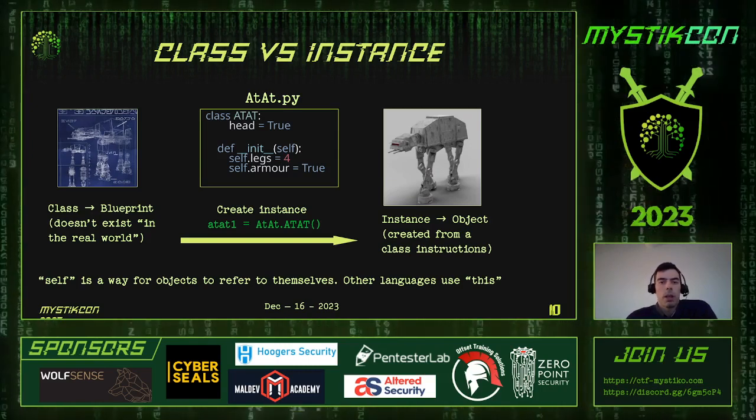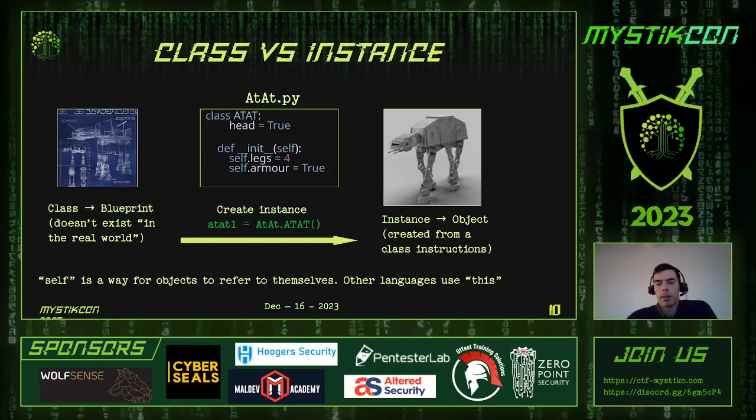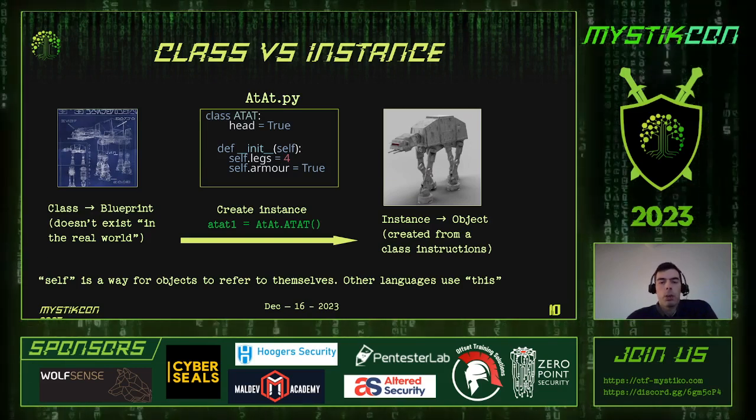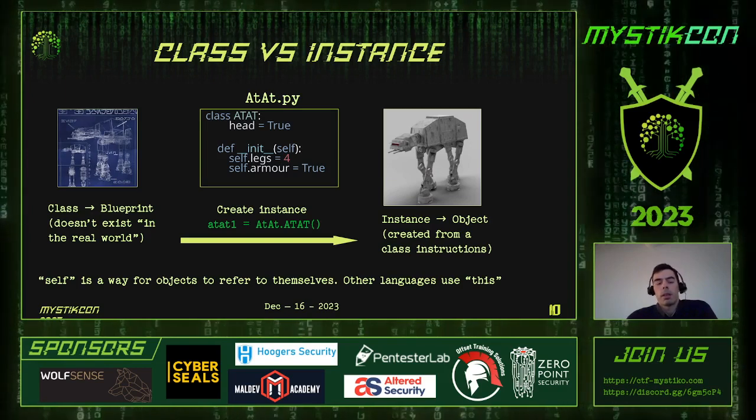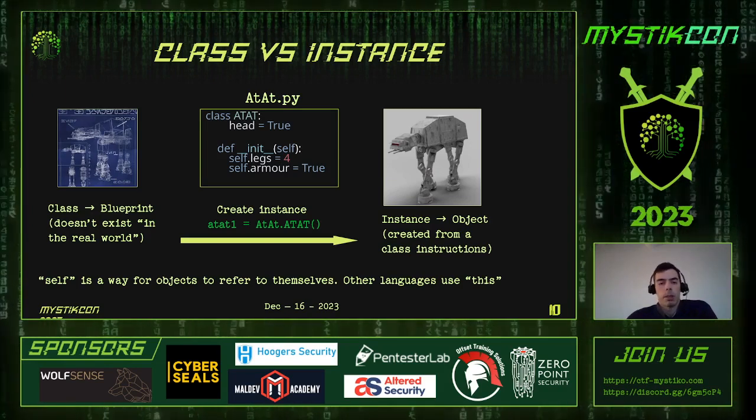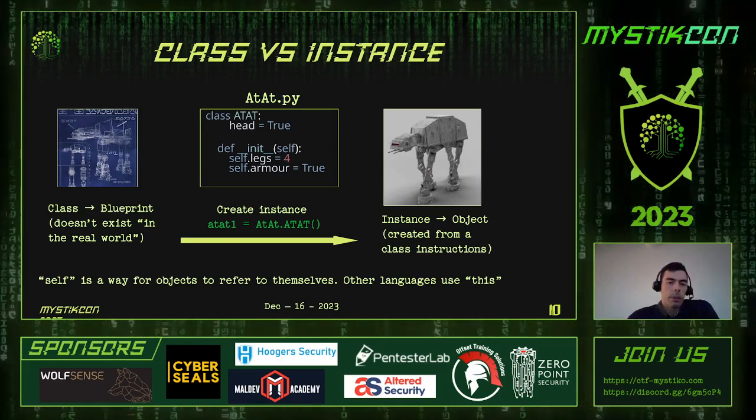So, first thing we need to understand is what is a class and what is an instance. If you already know all these, feel free to skip ahead. It's going to take me like 15 minutes to finish this part. After that, we will apply it to Burp.